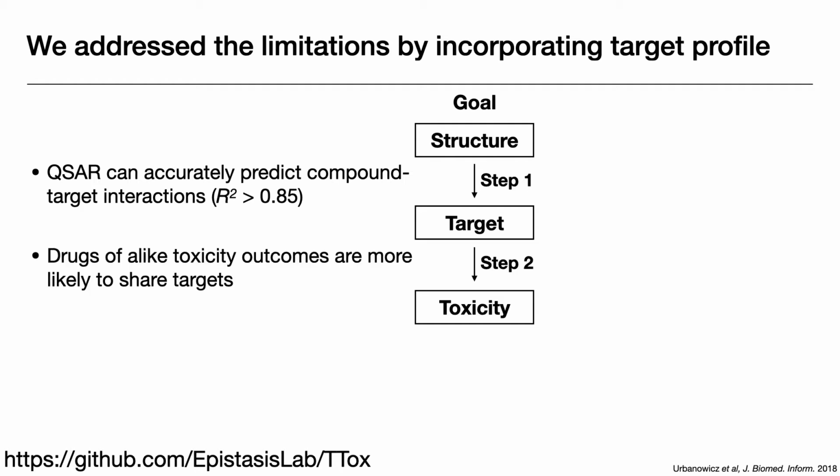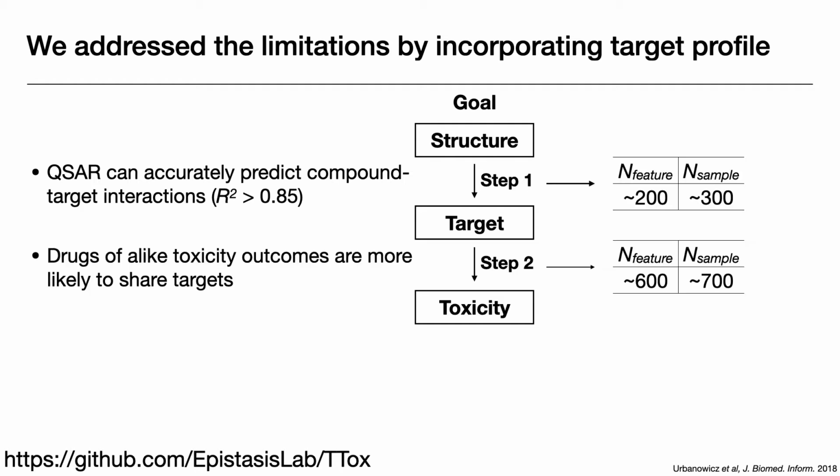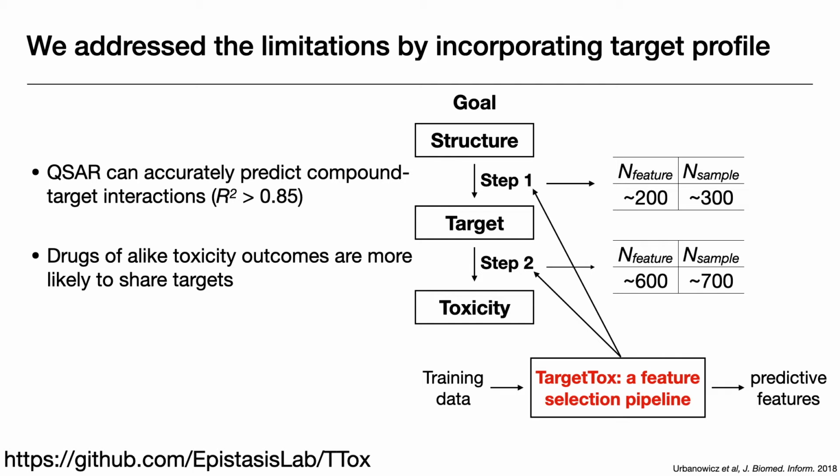But this strategy presents us with a new challenge. As you can see, in both steps, the amount of features we use to describe compounds is pretty close to the limited number of samples we have. And that could lead to overfitting of the models. To prevent overfitting, we develop and implement a feature selection pipeline named TargetTox to identify features that are predictive of the outcomes first. Then only use the predictive features for classification in step 1 and 2.